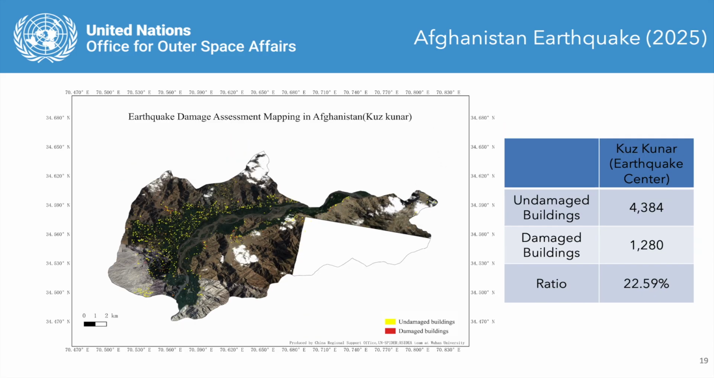This figure shows the building damage assessment results for the Kuz-Kunar area within the disaster-affected region. The model inference results indicate that approximately 4,300 buildings in the area were unaffected, while around 1,280 buildings were damaged, accounting for 22.59% of the total number of buildings.